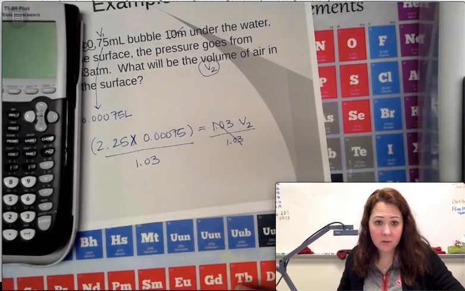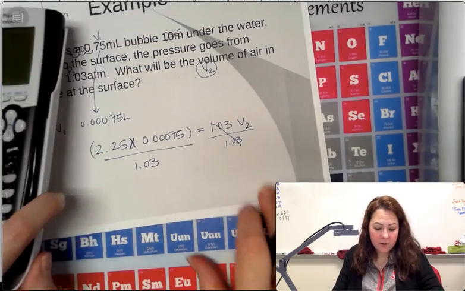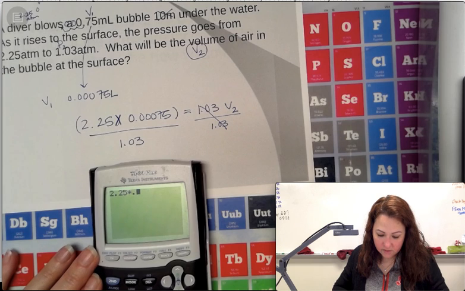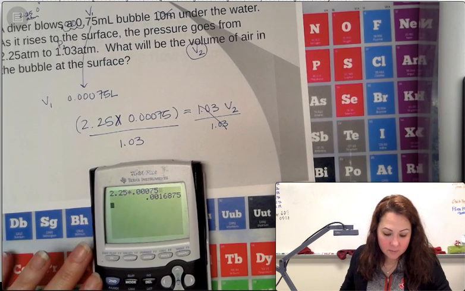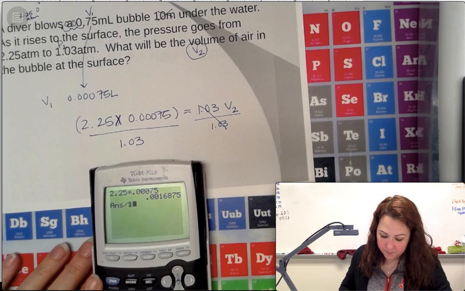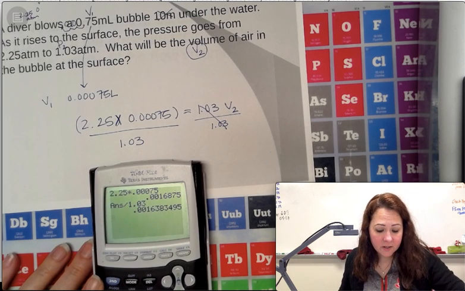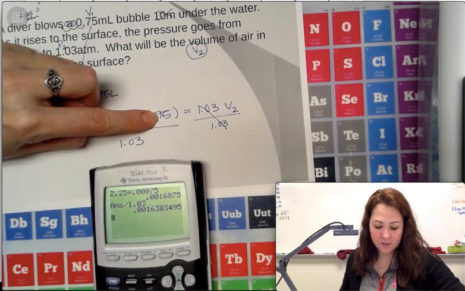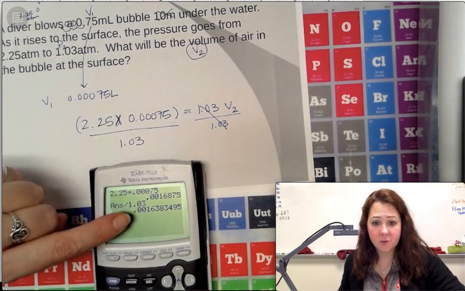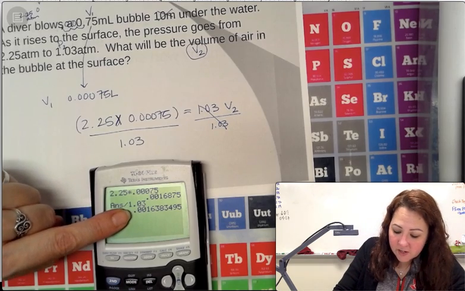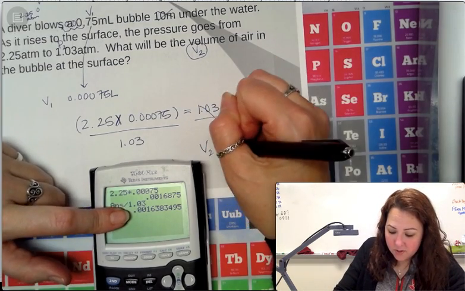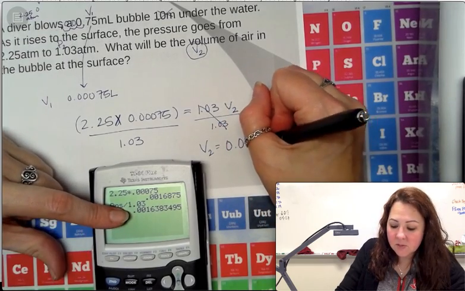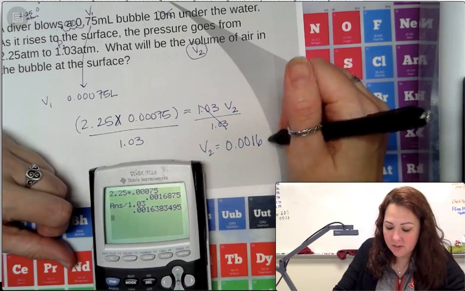I'm going to get my calculator, and when I get my calculator here, I take 2.25 times 0.00075 divided by 1.03. Looking at sig figs, this number has 3 sig figs, 2 sig figs, 3 sig figs, so that means that this answer can only have 2 sig figs. So V2, my new volume, is 0.0016. I'm solving for volume. Volume is always in liters.